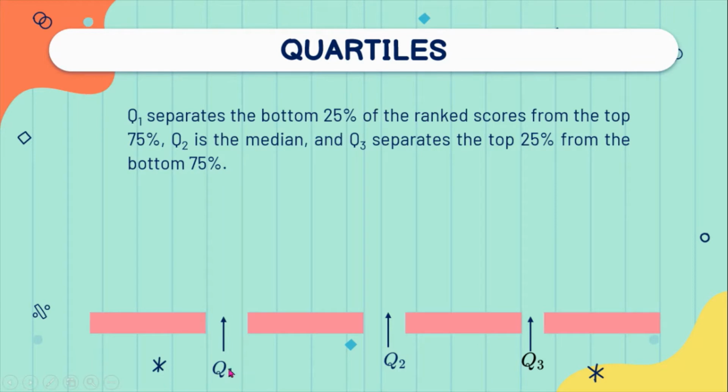So this Q sub 1, or the first quartile, separates the bottom 25% of the rank scores from the top 75%. Q sub 2, or the second quartile, is the median. And Q sub 3 separates the top 25% from the bottom 75%.